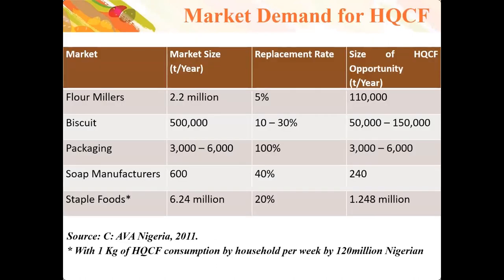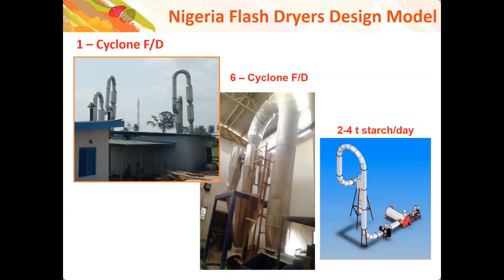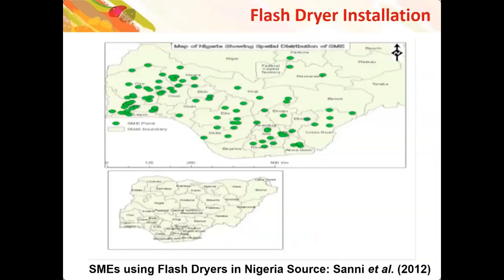The table on the slide shows the potential market demand for HQCF if the policy on cassava is fully implemented, with different levels of inclusion across various industries. These are various design models of flash dryer developed by local equipment manufacturers, ranging from single to multiple cyclone systems. The map on the slide shows the distribution of cassava processing centers with flash dryer installation across Nigeria.